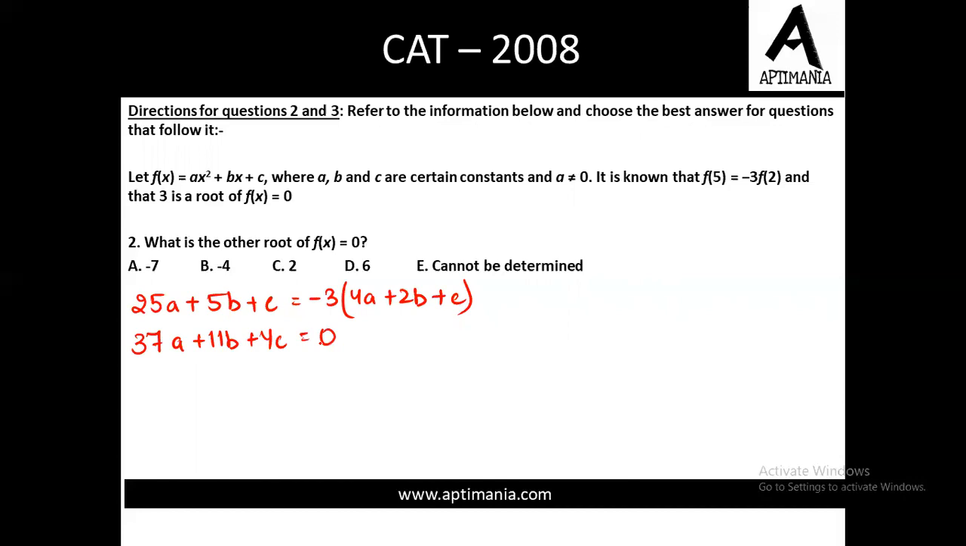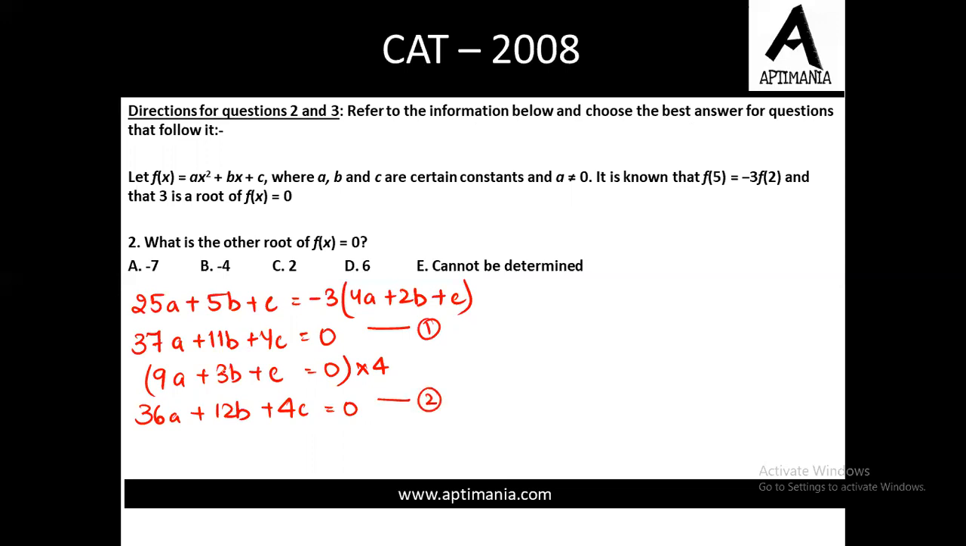And 3 is the root of fx equals to 0, means f3 will be equal to 0. So putting x equal to 3, we'll have 9a plus 3b plus c equal to 0. Multiplying the second equation by 4, we'll have 36a plus 12b plus 4c equal to 0. So this is the first equation. This is the second equation that we obtained. On subtracting the two equations, we'll have a minus b equal to 0. This will give us a equal to b, right?